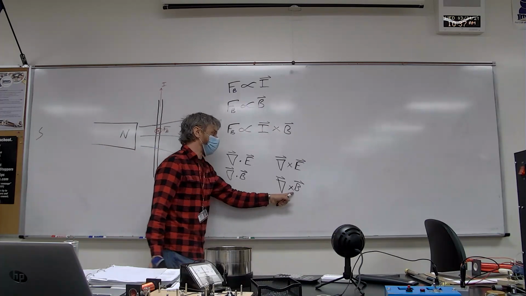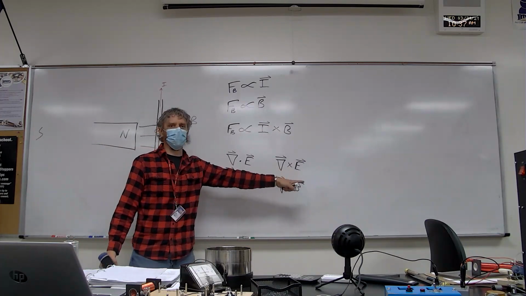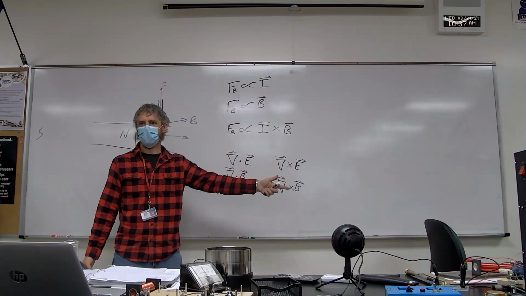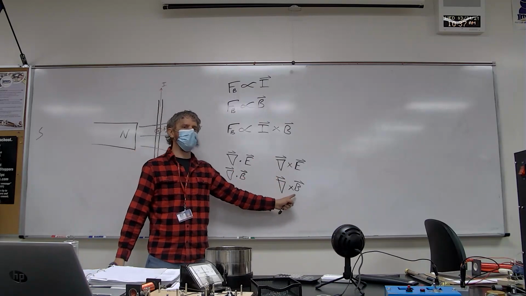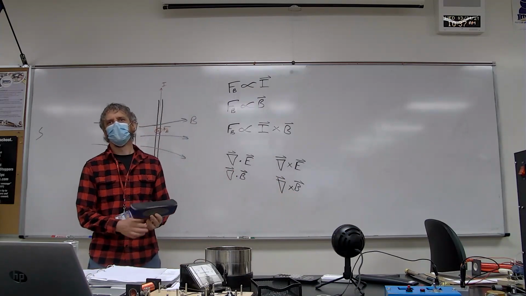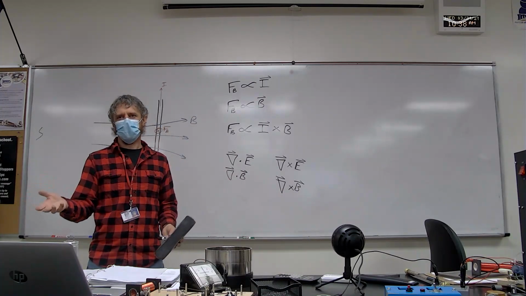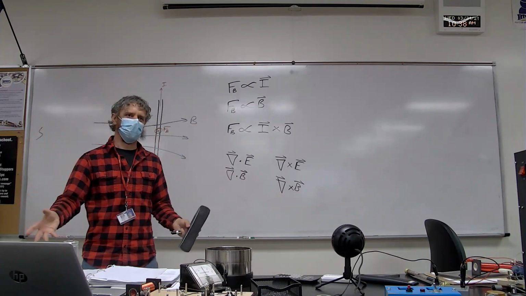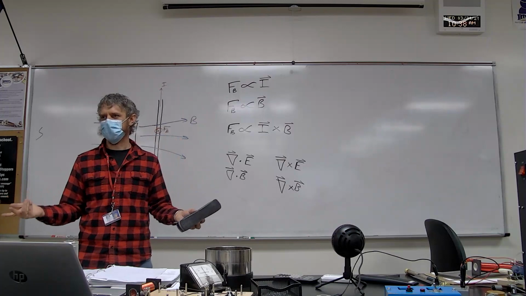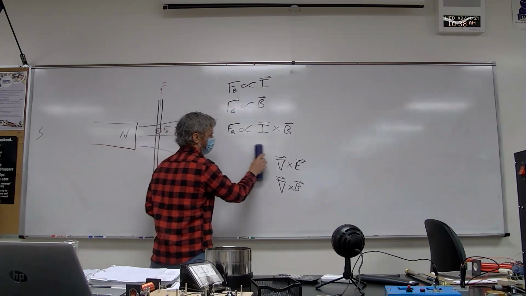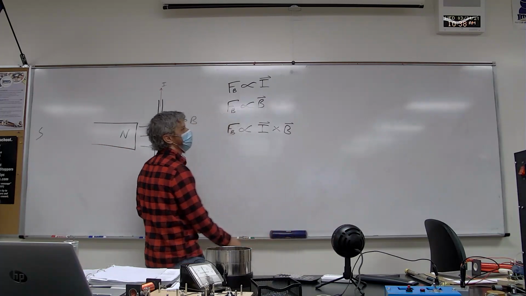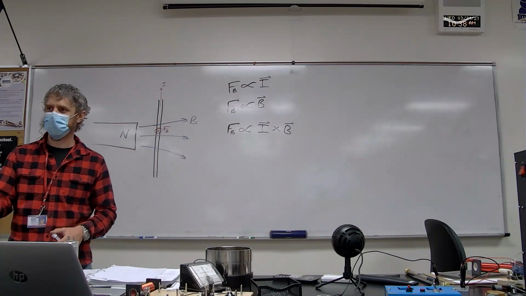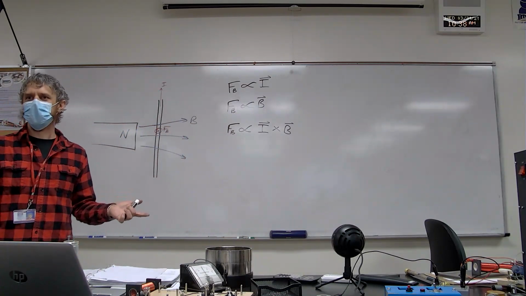So the del operator crossed with the electric field is called the curl of the electric field. This is the curl of the magnetic field, and it's kind of like what you think. It's kind of like curling around something, right? Causing some type of rotation. And so that's what we're dealing with here. And if you remember when we did rotation in mechanics, it's really truly cross products.